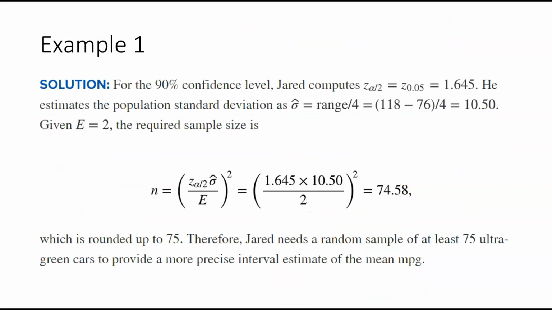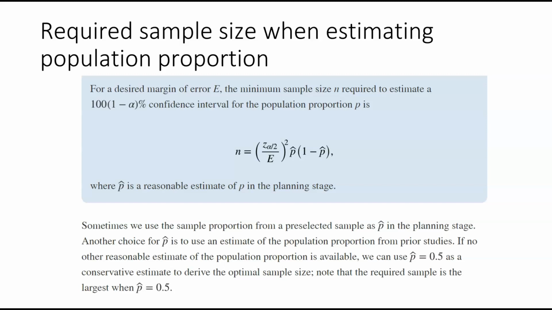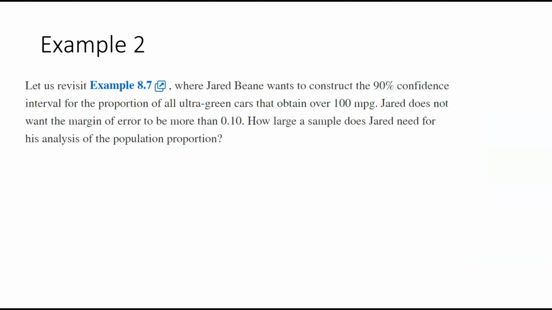And there it's written out for you. Now, what if we want to estimate the sample size for the population proportion? So in example 2, Jared wants to construct the 90% confidence interval for the proportion. Now, we're not talking about the mean, we're talking about p, that of all ultra green cars that obtain over 100 miles per gallon. Jared does not want the margin of error to be more than 0.10. So we've got our margin of error. How large a sample does Jared need for his analysis of the population proportion?